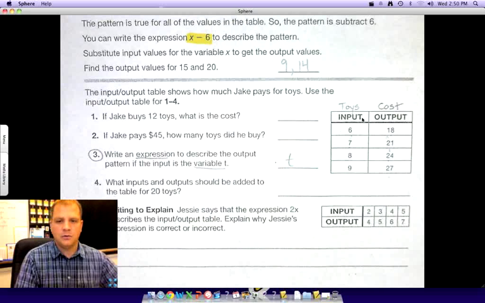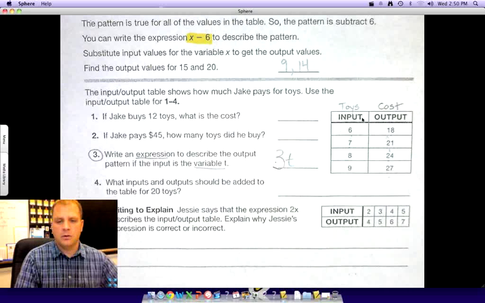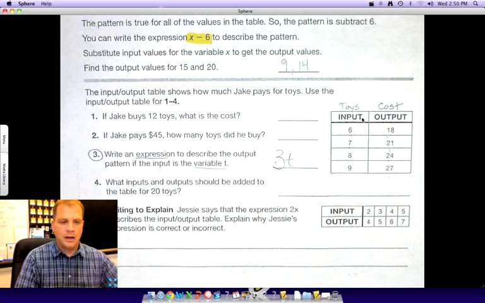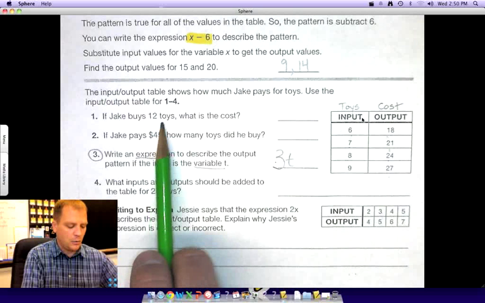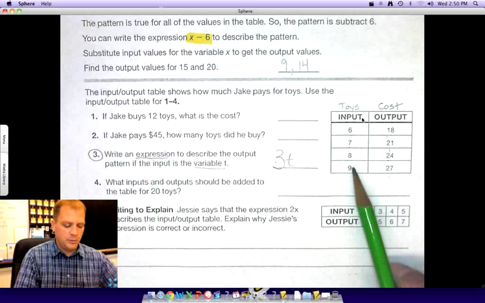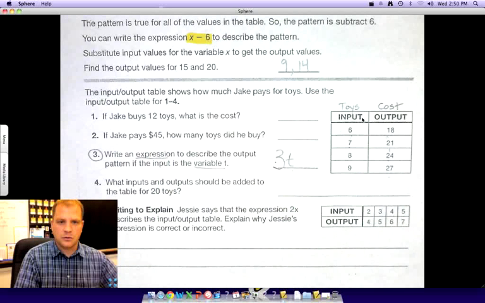And what are we doing to our input? We are multiplying that by 3. Now remember, the way we show 3t is not with a multiplication sign. We have the variable next to the coefficient, or the number. So 3t is the expression for this input-output table. Now going back up to the top, or number 1, if Jake buys 12 toys, what is the cost? 12 is going to be my input. And again, my input is represented by the variable t. So if I plug 12 in, or substitute 12 in for t, 12 times 3 equals 36.